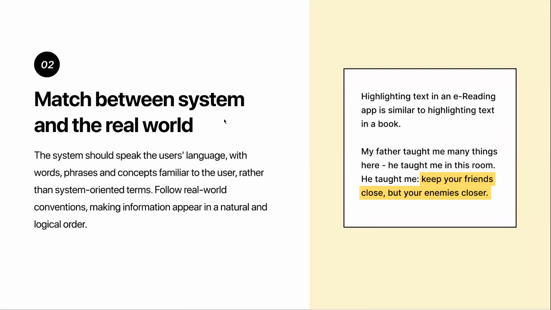Are you talking about match between system and real world, Tomilola? Yes. Okay, match between system and real world. It's just what you're having in your design. Let it match the real world approach. For example, the example here is highlighting a text. When you are reading a book and you want to highlight a certain part, the way you highlight your book physically should also translate to the way your product will highlight a text in the product.